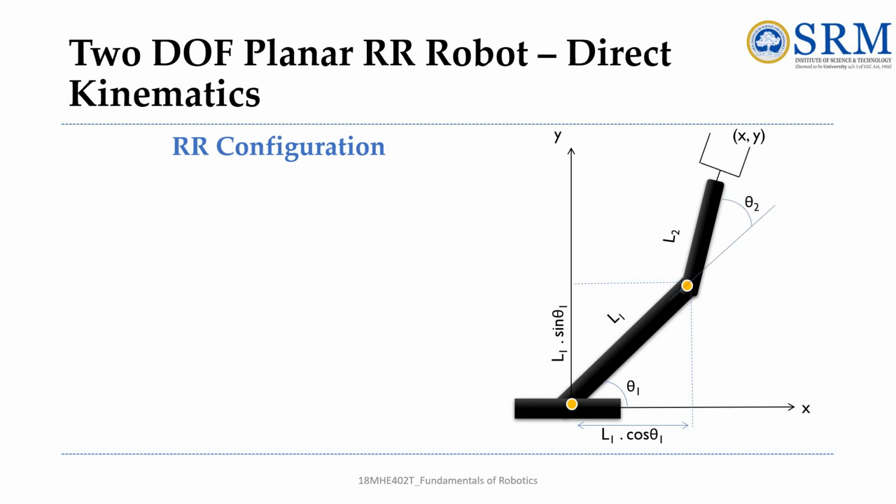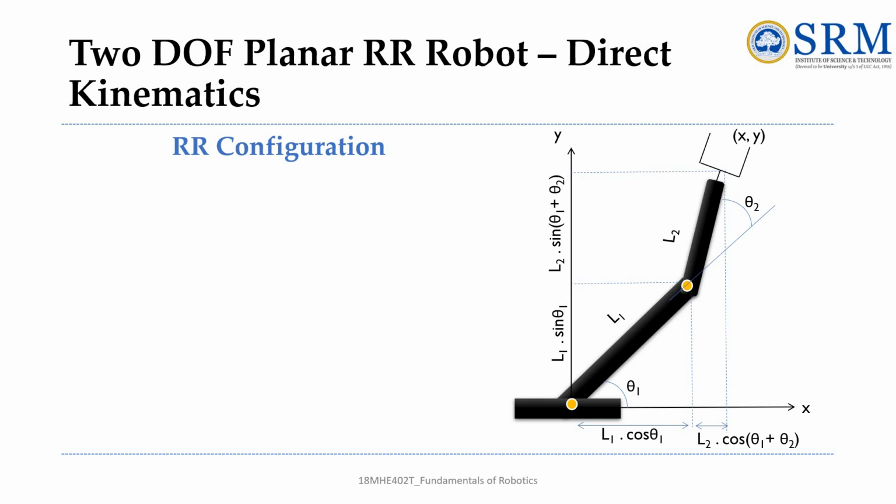Next, considering the second link, the angle is theta 2. By projection, by the inspection method, the adjacent side along the x-axis will be L2 cos of the angle theta 1 plus theta 2. Next, the opposite side is L2 sin of theta 1 plus theta 2. Now we have to find the position and orientation of this. So the position, that is x and y.